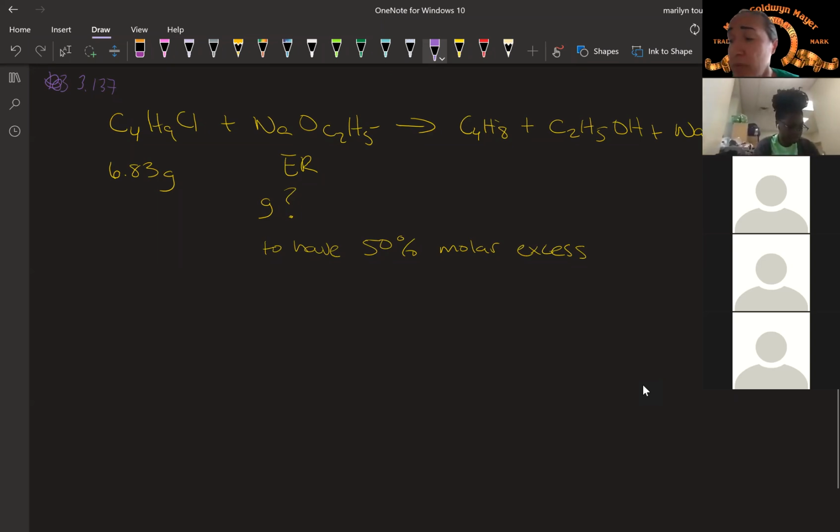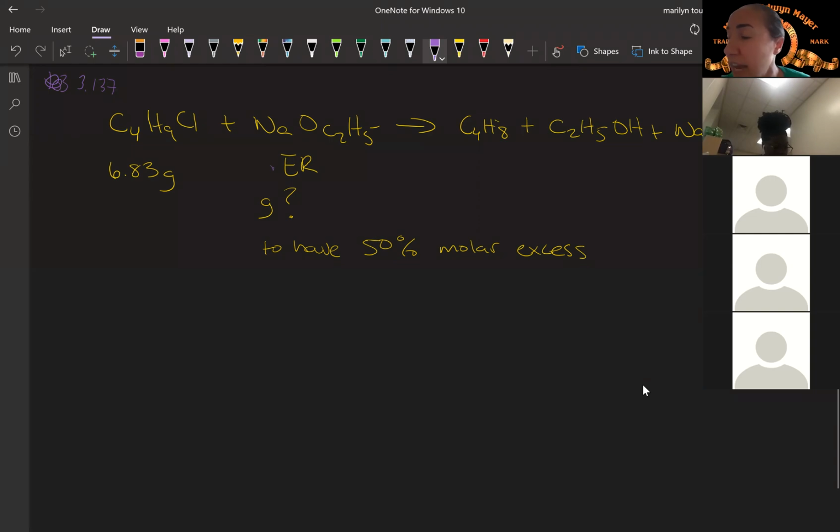Let me read the problem so you can have it on the recording. The following reaction is stoichiometric as written, and I've given you the balanced reaction. But it is often carried out with excess NaOC2H5. That's why I put the ER there. It's normally carried out in excess of NaOC2H5 to react any water that's present in the reaction mixture that might reduce the yield. Great, that seems like information I don't need.